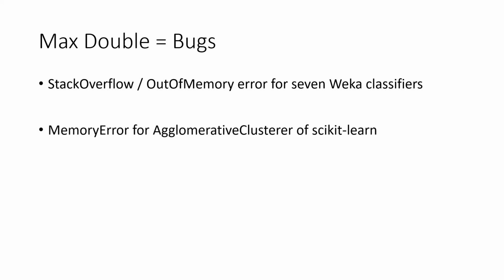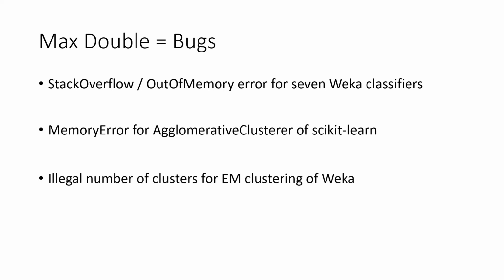We also found a memory error in the agglomerative clustering of scikit-learn that we could trigger with 5 instances that we threw in there, so a couple of kilobytes of data were sufficient to use up all your local memory. Weka also produced an illegal number of clusters for EM clustering because the estimation of how many clusters are required just failed when the data was too large. And there were more problems with max double.